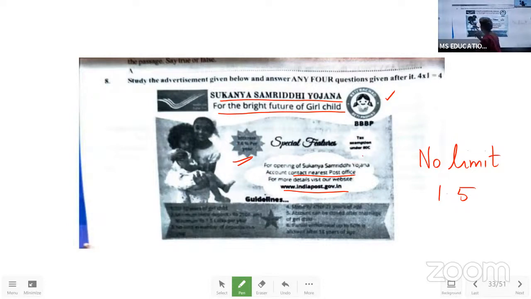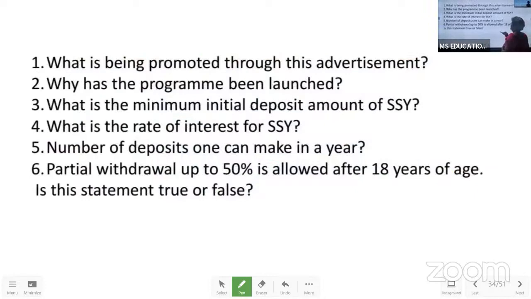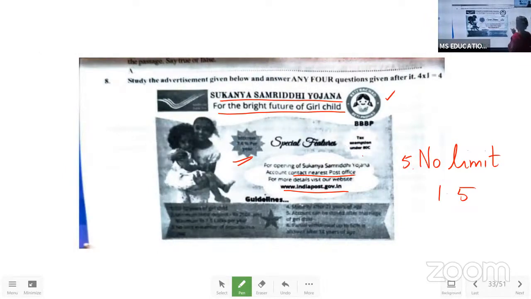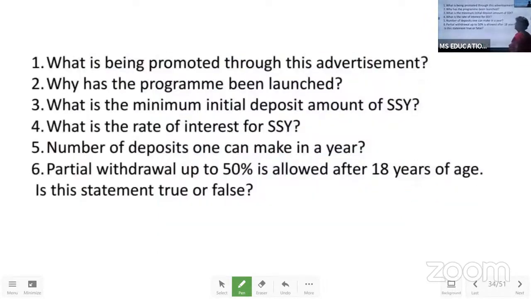What is the first thing? Not clear. It's not at all clear. I think this is the answer for number of deposits one can make, the fifth answer. This is the fourth. And then partial withdrawal up to 50% is allowed after this. True. They are allowed. Is this statement true or false? It is true.